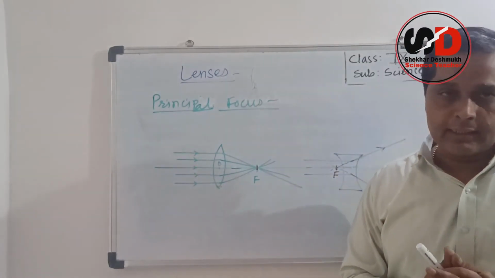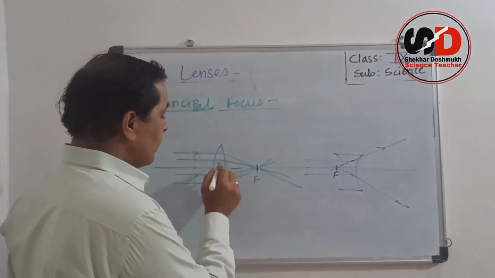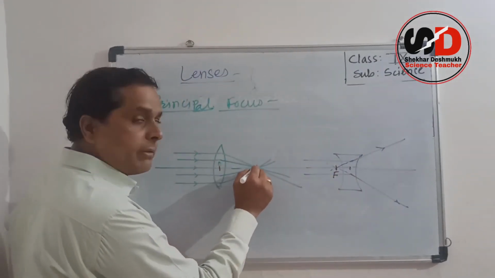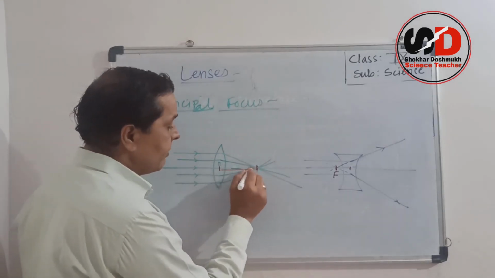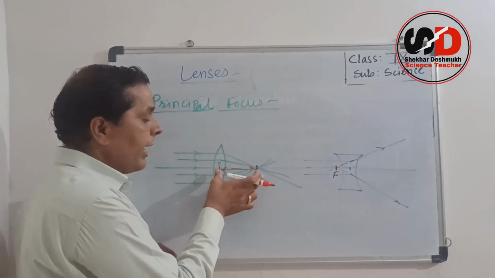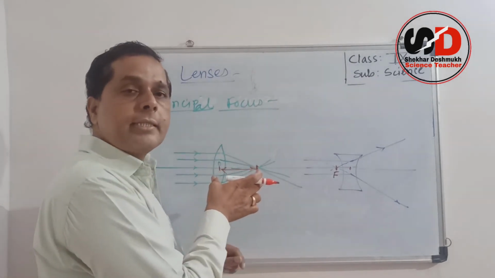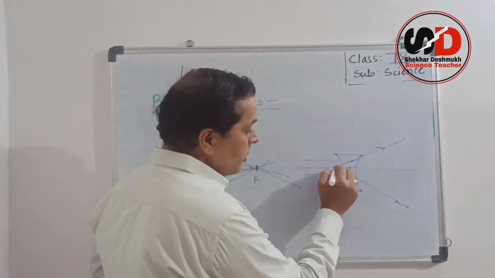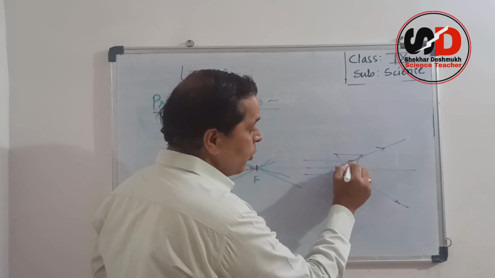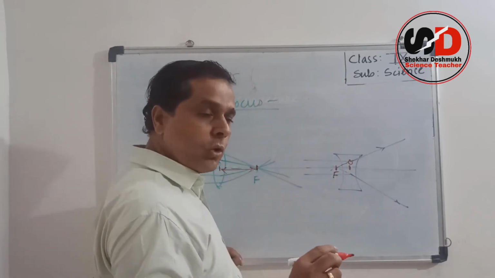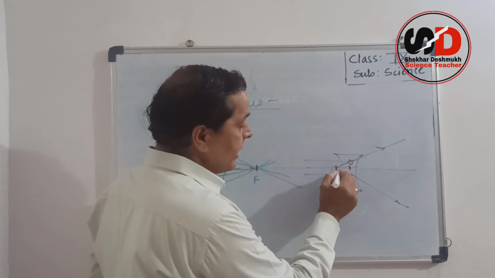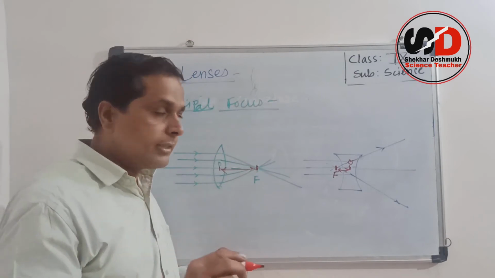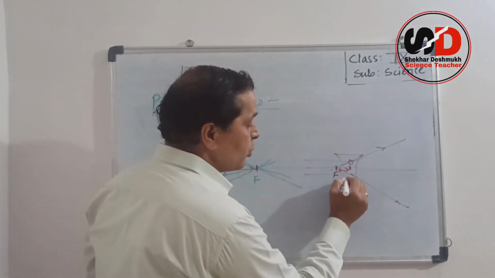Then what is focal length? Focal length is very simple. The distance between the optical center O and the principal focus is called the focal length of that particular lens. Here also, the distance between O, that means the optical center, and focus F is nothing but the focal length of the particular lens. So this focal length is shown by small f.